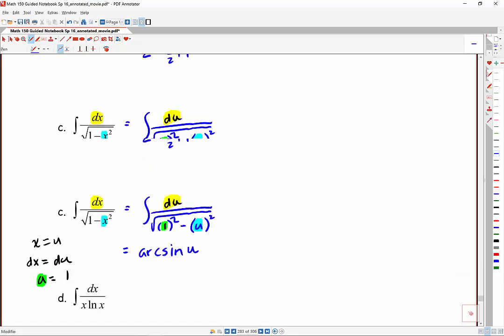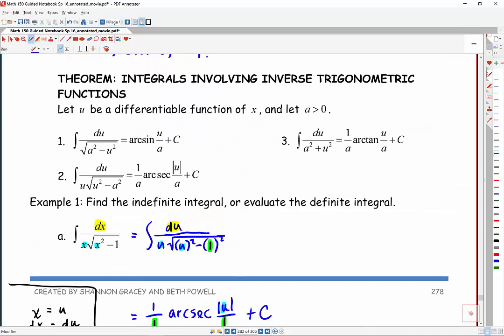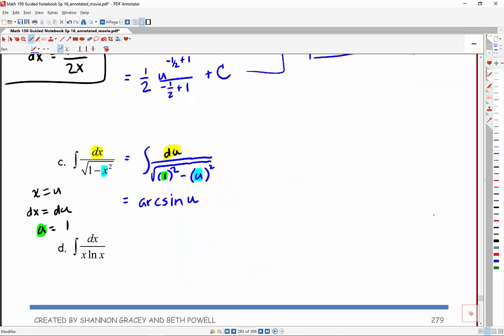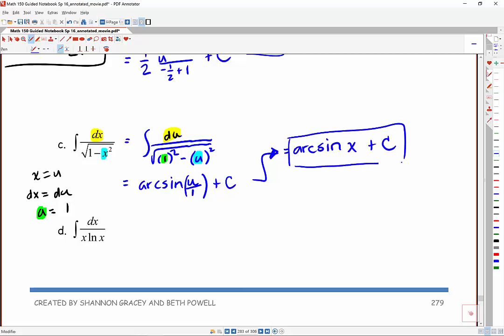Now, is that all it is, arcsine of u? Remember, there were those over a things, so you always want to double check, right? So it's arcsine of u over a plus c. And our a was 1. And that will give us arcsine of x plus c. Okay? So u over a.